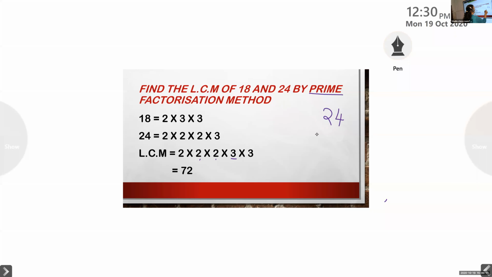If you don't know, you can multiply and write. 24 multiplied by 3. 3 into 4 is 12. 1 carry over. 3 2s are 6 plus 1, 7, 72. So like that we got the LCM as 72.